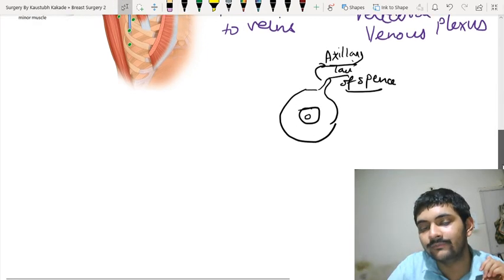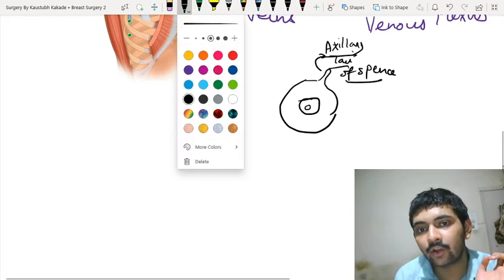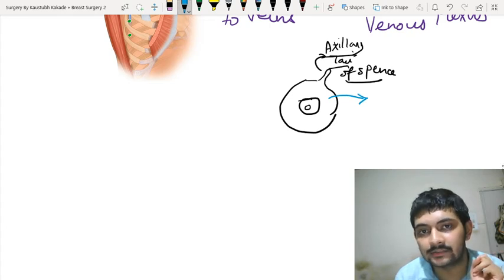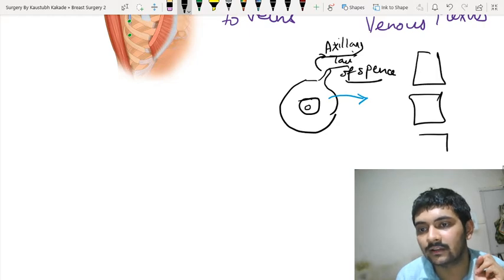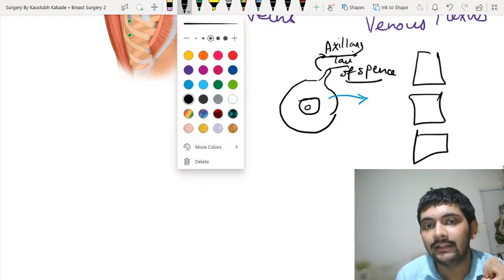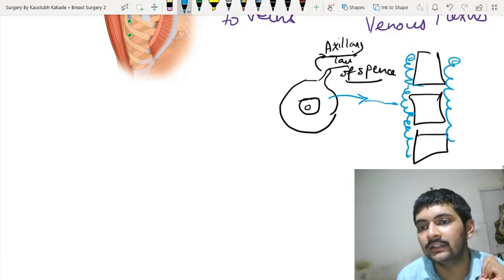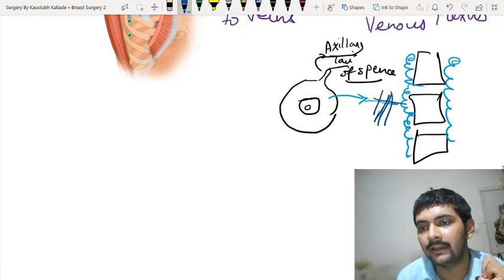Please have a look. The veins drain from the breast into the vertebral venous plexus. Suppose these are the vertebrae behind, posteriorly. There is going to be a vertebral venous plexus, and this communication takes place with a very important plexus in between, which is called Batson's plexus.